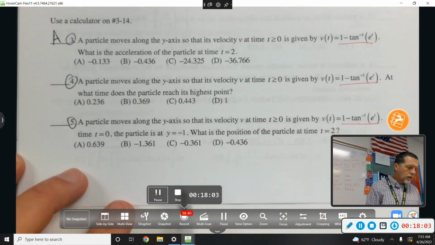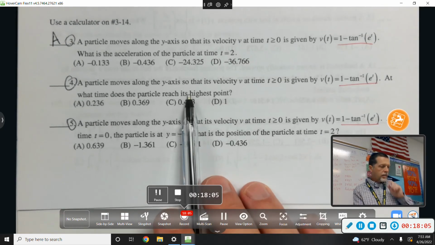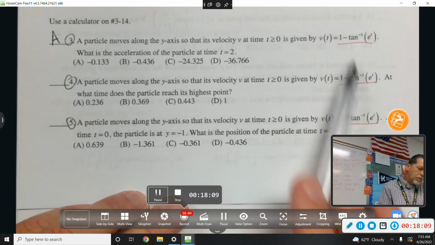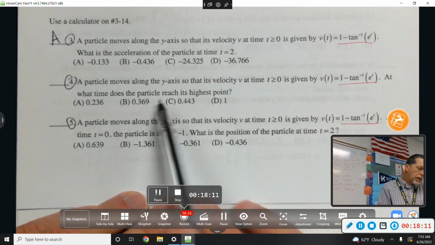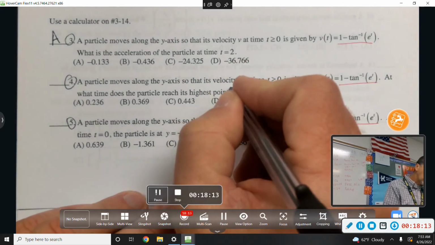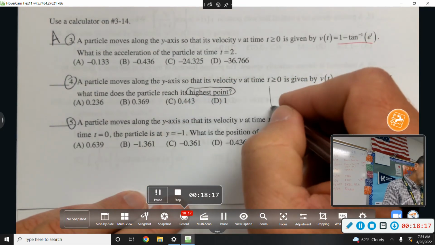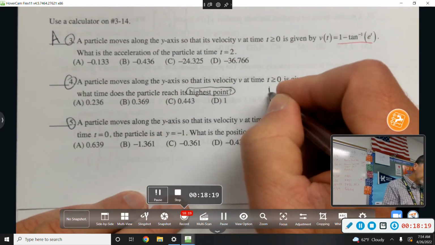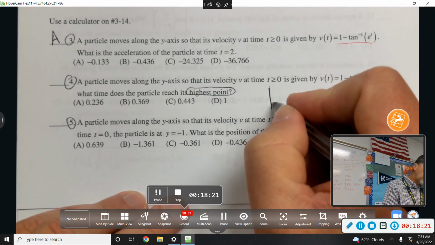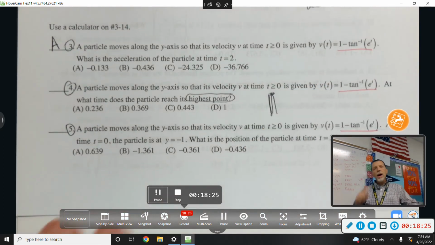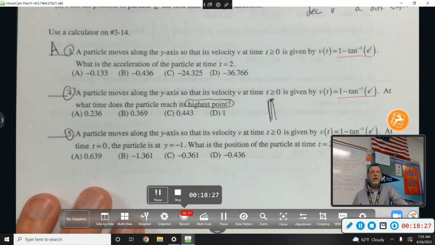Number 4. A particle moves along the y-axis so that its velocity is, okay, so same velocity. At what time does the particle reach its highest point? So what would be happening? Maybe it goes up and then it comes down. That would be where its highest point is. What's happening right there? How am I going to figure out when that is?